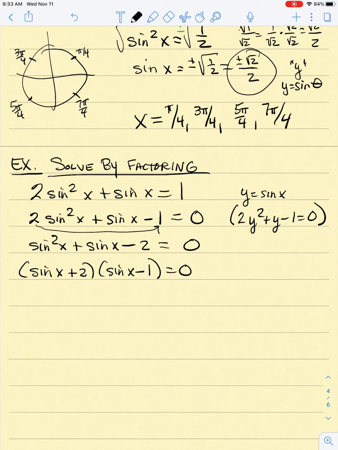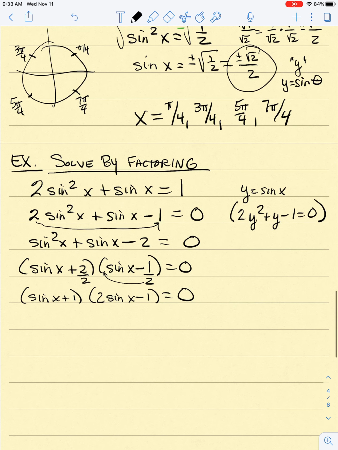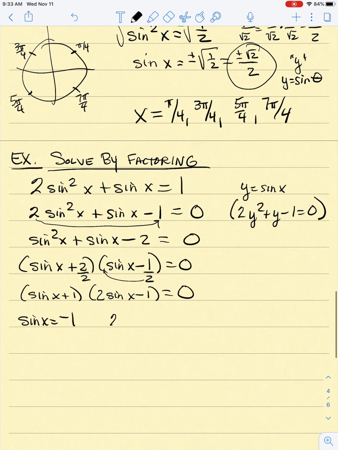Okay, and then remember to do your divide in the next step. So we have to divide by 2. Okay, reduce if you can. So sine x plus 1, bottoms up, 2 sine x minus 1. Okay, so we're trying to find where, if we solve here, sine x equals negative 1. And 2 sine x minus 1, if I'm working this out so you see where this comes from, 2 sine x equals 1. So then this one is sine x equals 1/2.